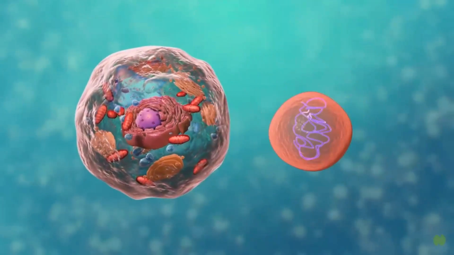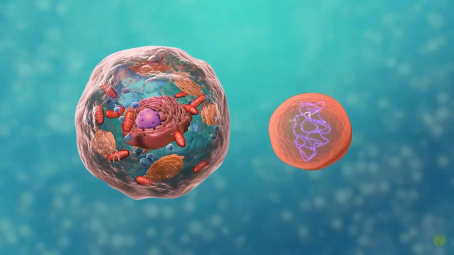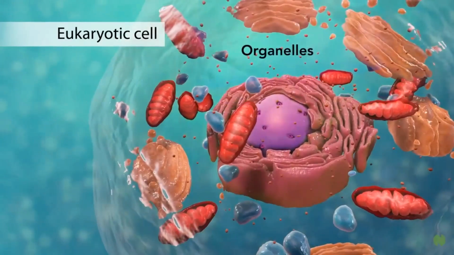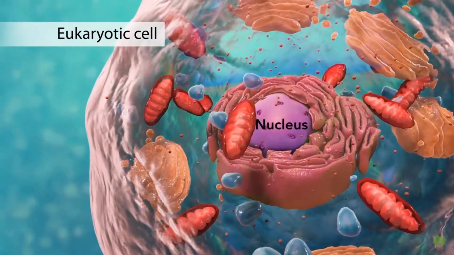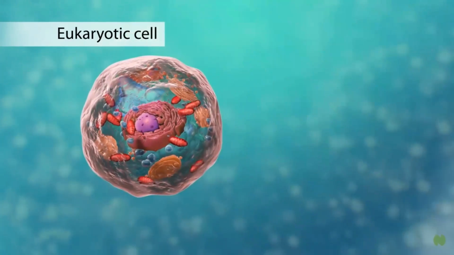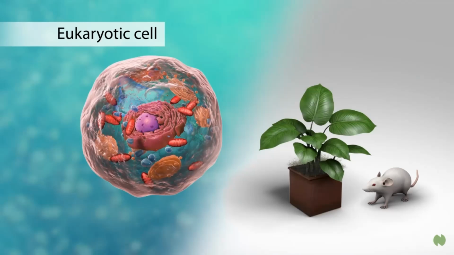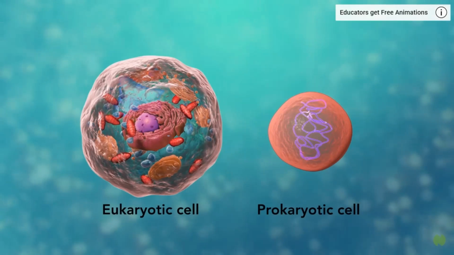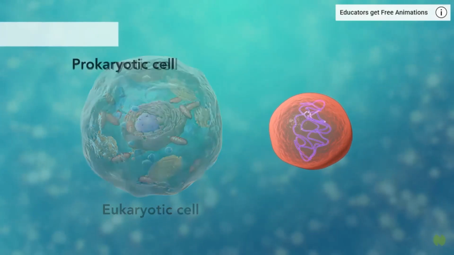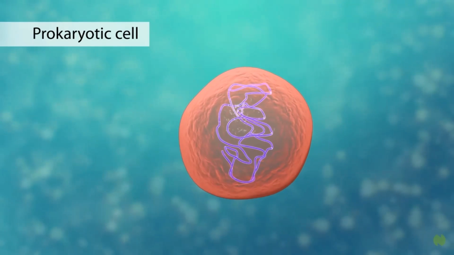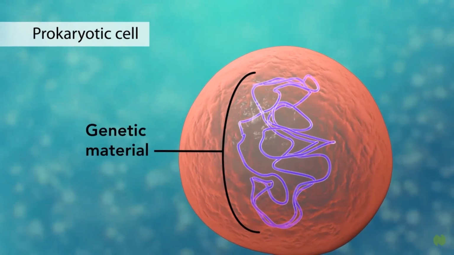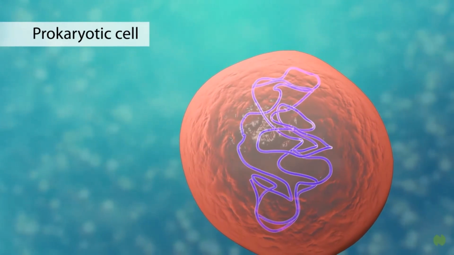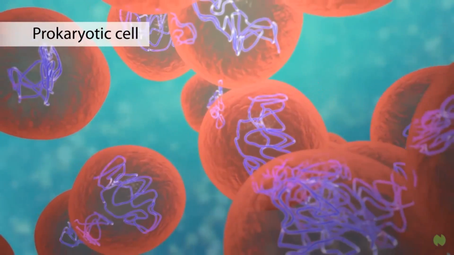There are 2 broad categories of cells. The first category is eukaryotic cells. They have organelles, which include the nucleus and other special parts. Eukaryotic cells are more advanced, complex cells, such as those found in plants and animals. The second category is prokaryotic cells. They don't have a nucleus or membrane-enclosed organelles. They do have genetic material, but it's not contained within a nucleus. Prokaryotic cells are always one-celled or unicellular organisms, such as bacteria.